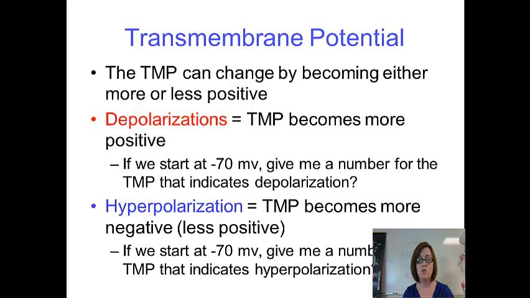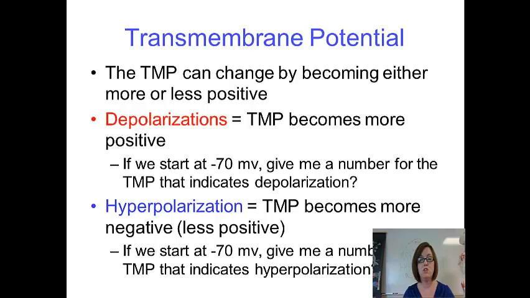A depolarization is when the transmembrane potential becomes more positive. If we start at -70, can you give me a number for the transmembrane potential that indicates a depolarization? So we want a number that's more positive than -70. -69 would work, right? -60 would work. -5 would work. 0 would work. +5 would work. All of those are numbers that are more positive than -70.